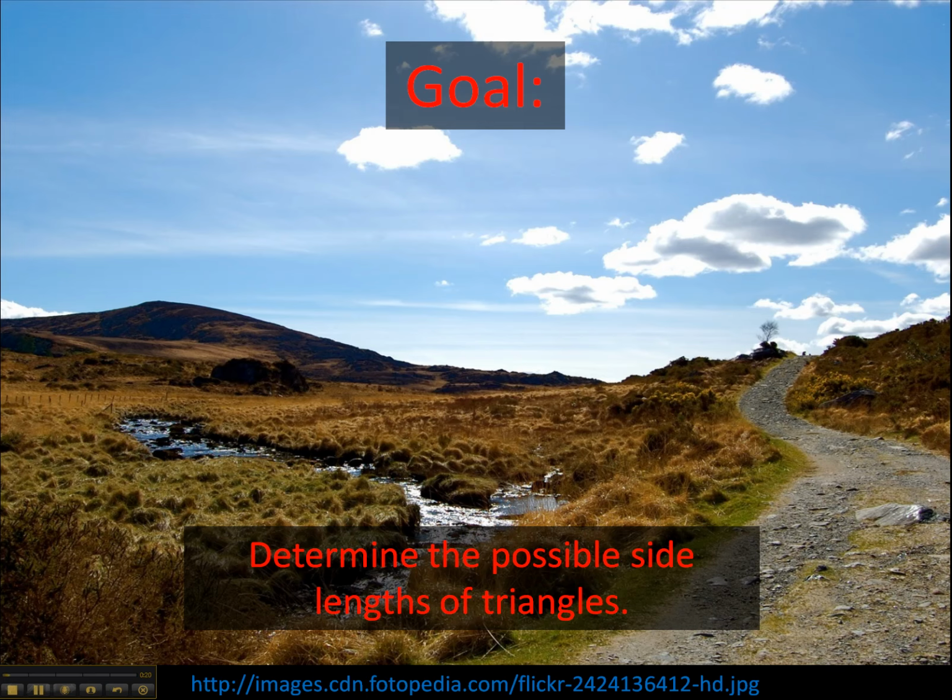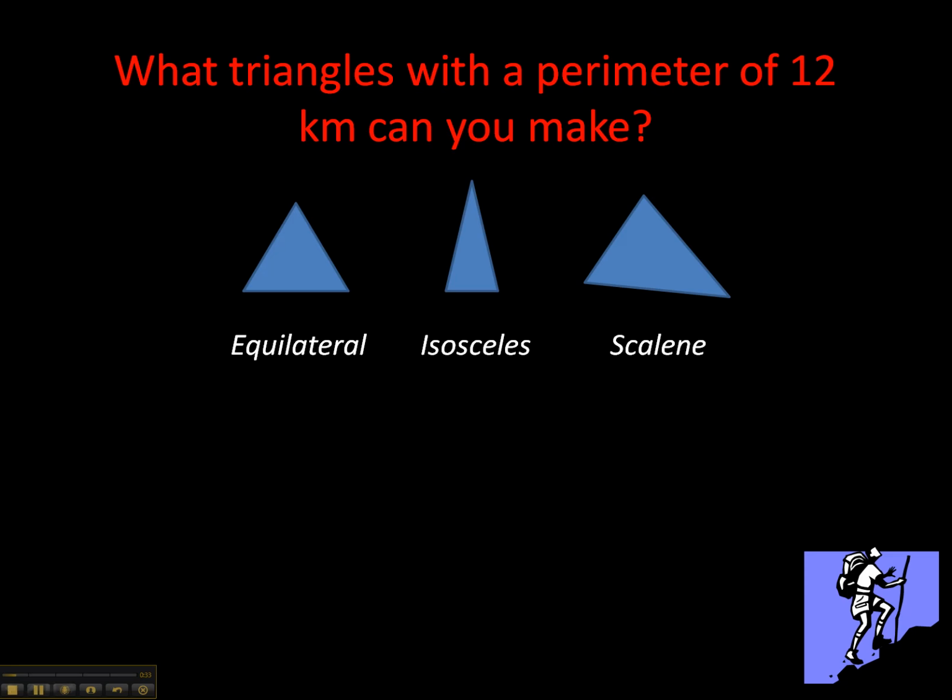And if you turn to page 353, you will learn that there is a group of people that are trying to build a walking path in a park. They want to make the walking path a perimeter of 12 kilometers.